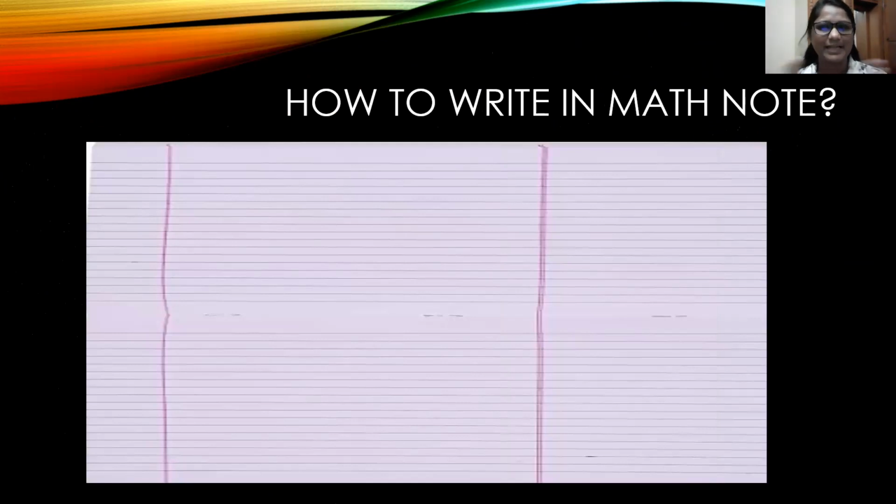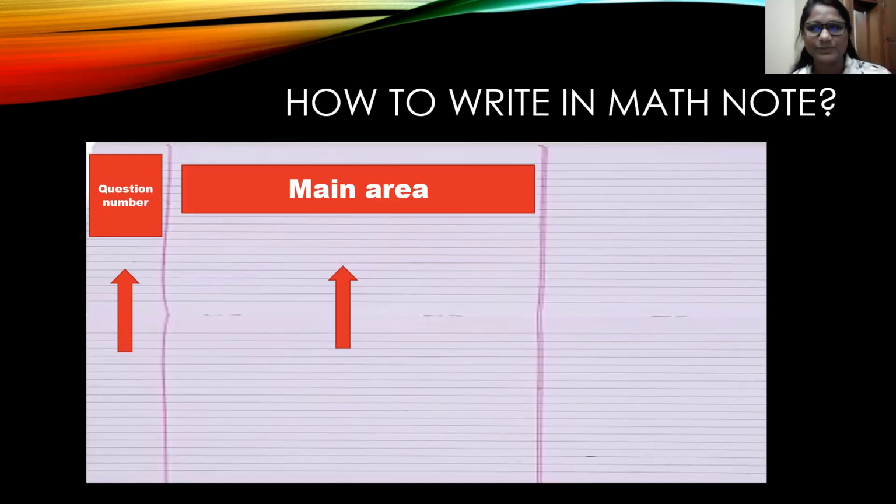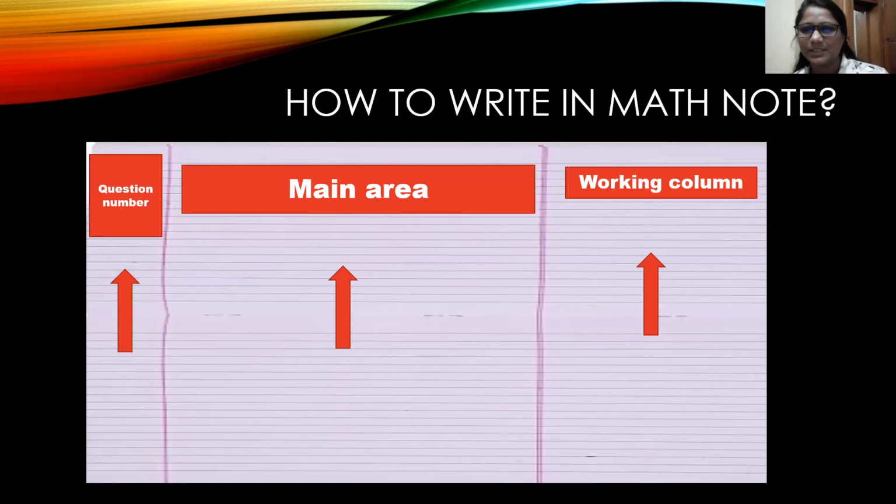So see, this is how your math note looks like. You can see 3 columns in your math note. The first one, the second middle one a little larger, and the third one a little shorter than the middle one. So let's see what each column is made for. The first arrow mark you can see is a place where you can write the question number, sub-question number, date, day, etc. Next, the middle part is known as the main area where you have to write the questions, answers, everything. Next comes the third one, the last one, that is the working column, where you have to do the rough work.